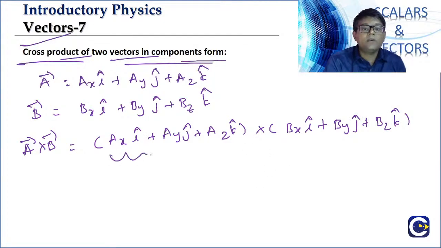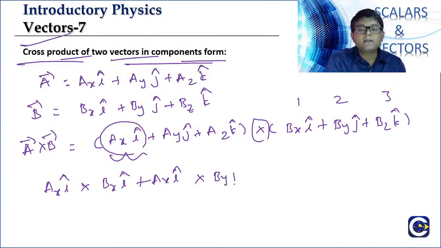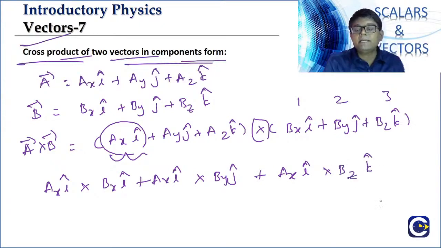Now remember what we are going to do in the distributive law. Take the term ax into I, multiply with each of the terms. Here multiplication means what? Cross product. Cross product with each of the terms of b bar vector. Means look at this, guys. Ax into I cross bx into I plus ax into I cross by into j plus ax into I cross bz into k. Guys, you know what I suggest is you try to do the derivation along with me so that you will also come along.